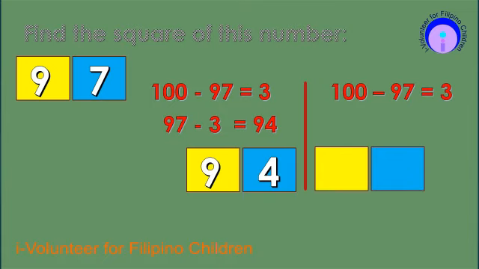On this side, we will square the deficiency. 3 times 3 is equal to 9. We will then write 0, 9. Hence, the final answer is 9,409.